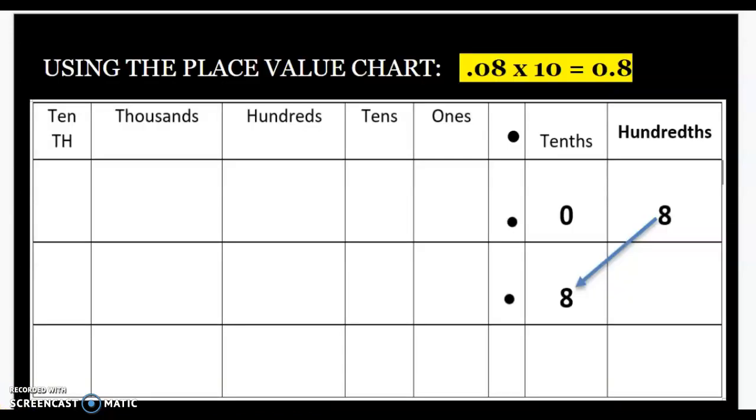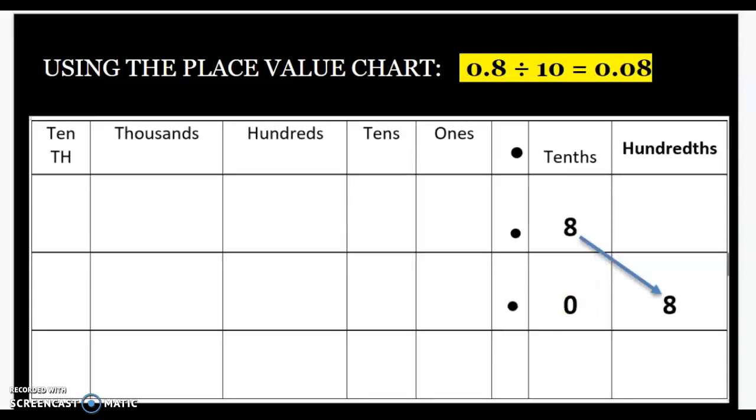Correct. 0.08 times 10 is equal to 0.8. Therefore, 0.08 is 10 times less than 0.8. Or you can say 0.8 is 10 times greater than, or 10 times more than 0.08. Let's look at this place value chart. As you can see, the 8 in the hundredths place moved from right to left, and it increased times 10, leaving us with the decimal of 0.8.